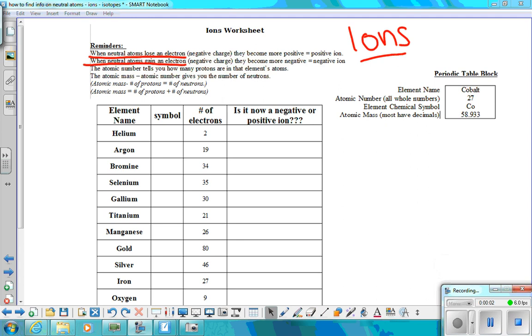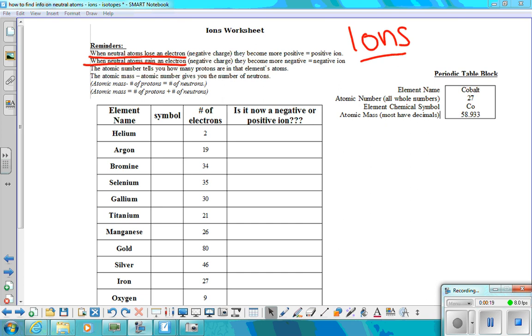Okay, so we're going to try and help you learn how to figure out the information for ions. Now, based on the last sheet that we were working on, the neutral atoms worksheet, you can also do this by using your periodic table.